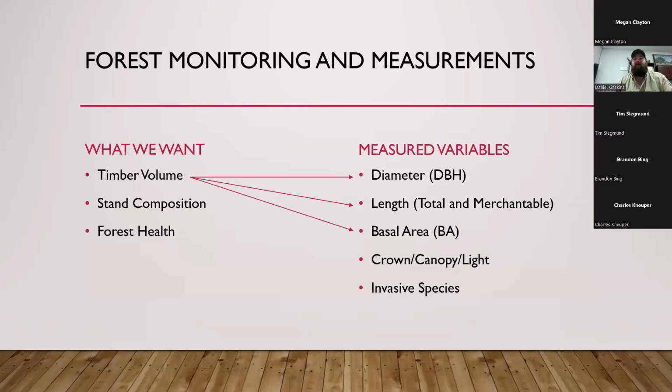So to get to volume, diameter, length, and area are kind of the main things we need, because as you know, volume would be an area times another dimension, right? So that would be how we're going to get there, from our area times how long that tree is.